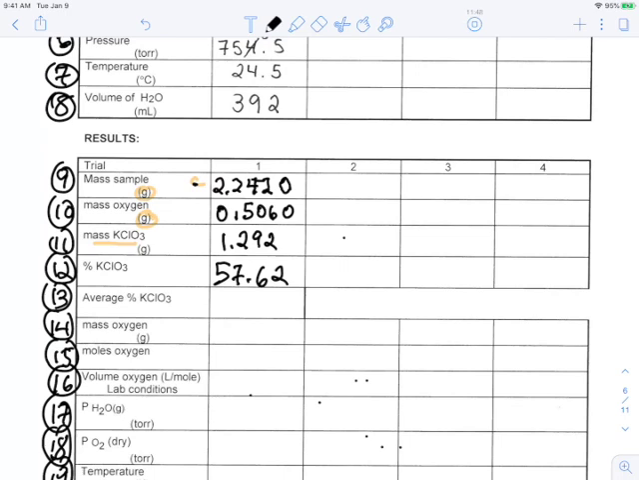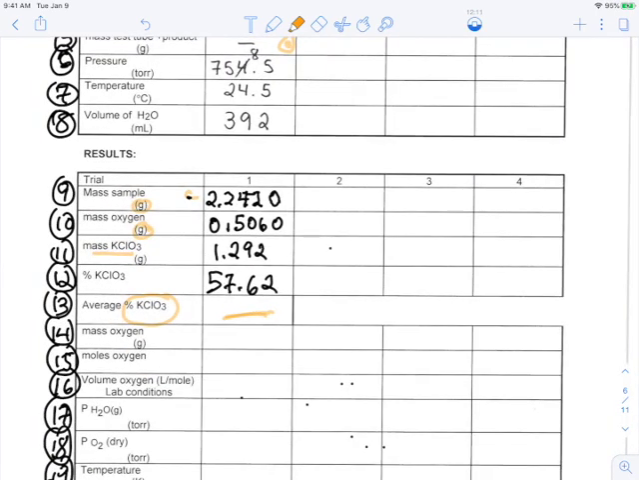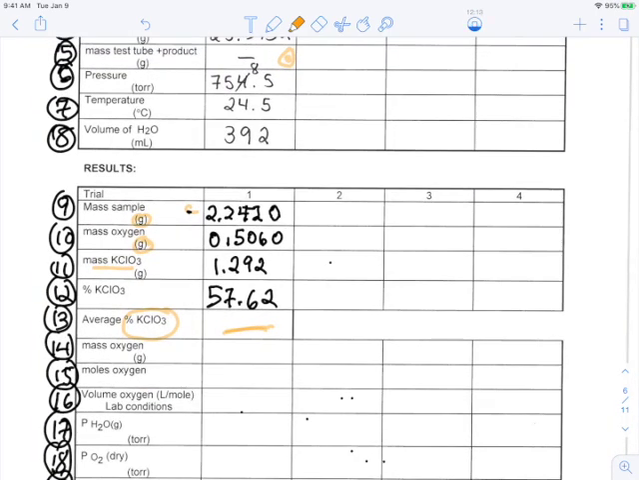And that is what we're going to write down here in the percent KClO3, 57.62%. Of course, when you do your second trial, you'll have a second value for the percent of chlorate, and so you'll have to calculate the average and put it in here. I don't have Susan's second trial data here, so I can't do that for you, but you should be able to simply calculate the average of those two. Let me give you a few moments to process that.